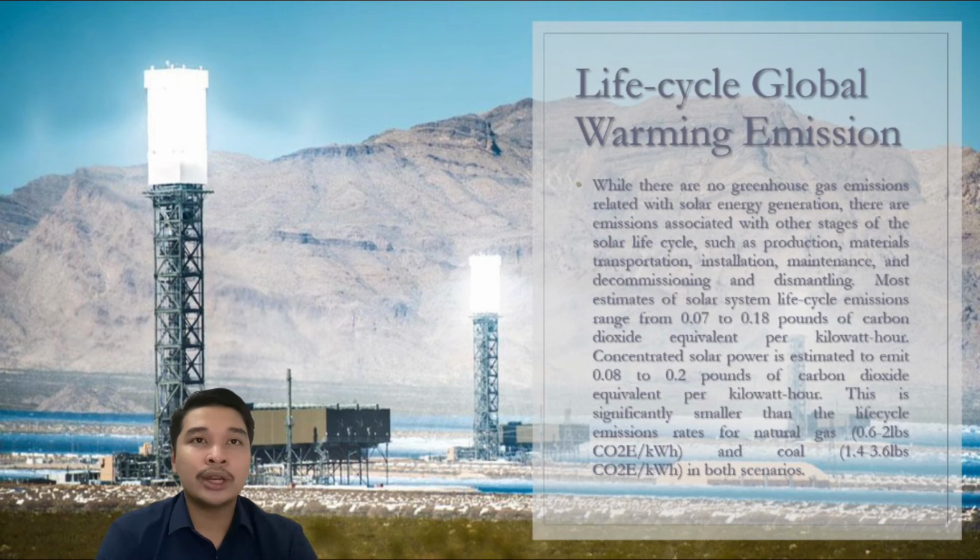While there are no greenhouse gas emissions related to solar energy generation, there are emissions associated with other stages of the solar life cycle, such as production, materials transportation, installation, maintenance, and decommissioning and dismantling. Most estimates of solar system life cycle emissions range from 0.07 to 0.18 pounds of carbon dioxide equivalent per kilowatt hour. Concentrated solar power is estimated to emit 0.08 to 0.2 pounds of carbon dioxide equivalent per kilowatt hour.